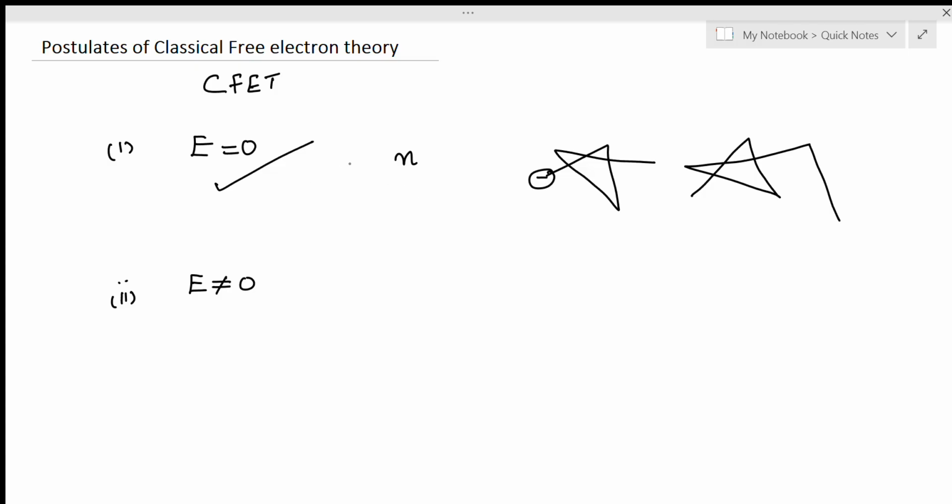So shortly, in the absence of the external electrical field, the free electrons in a metal undergo random motion and elastic collision taking place when they collide with one another, and the net current produced is zero.